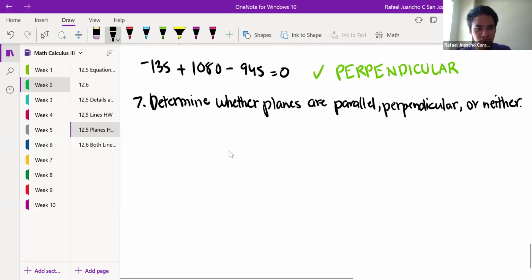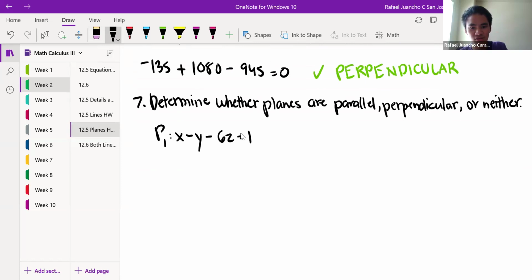Okay, so here's one plane. Let's name them P1 and P2. One plane has this equation, x minus y minus 6z is 1. And then the other plane, P2, has equation 6x plus y minus z is 3. Oops. Watch, I'm going to mess up my answer just because I have the wrong equations.